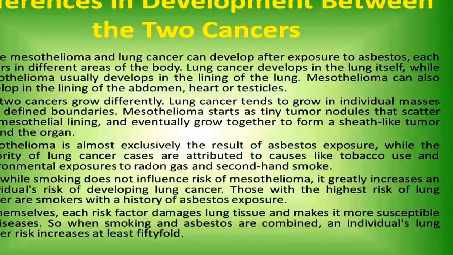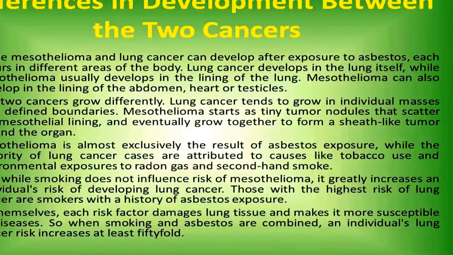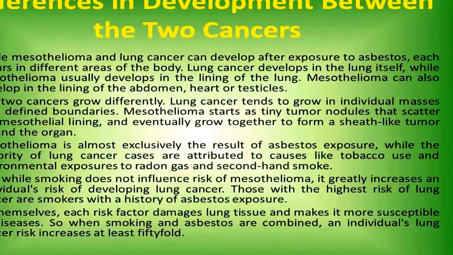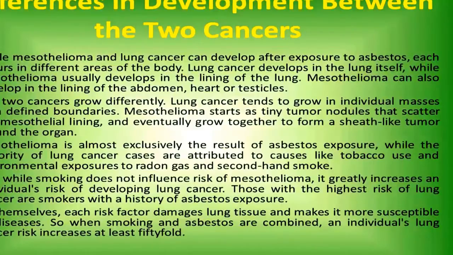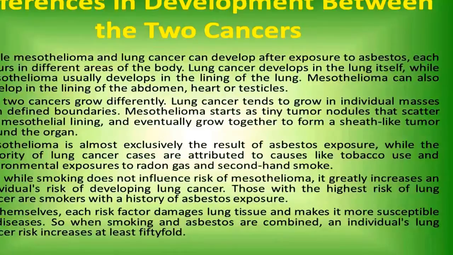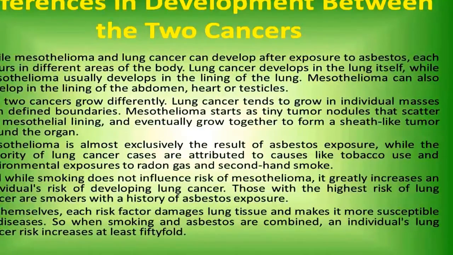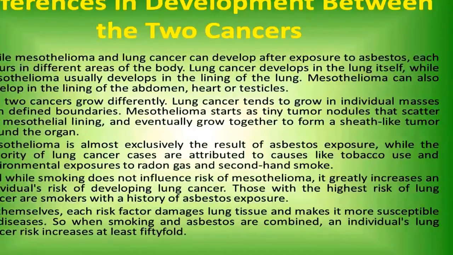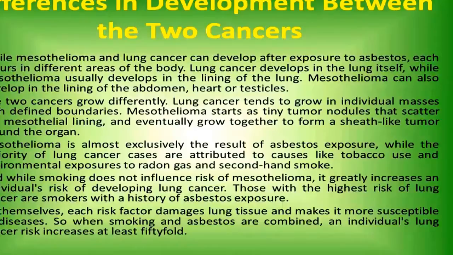Lung cancer tends to grow in individual masses with defined boundaries. Mesothelioma starts as tiny tumor nodules that scatter the mesothelial lining, and eventually grow together to form a sheath-like tumor around the organ. Mesothelioma is almost exclusively the result of asbestos exposure, while the majority of lung cancer cases are attributed to causes like tobacco use and environmental exposures to radon gas and secondhand smoke.